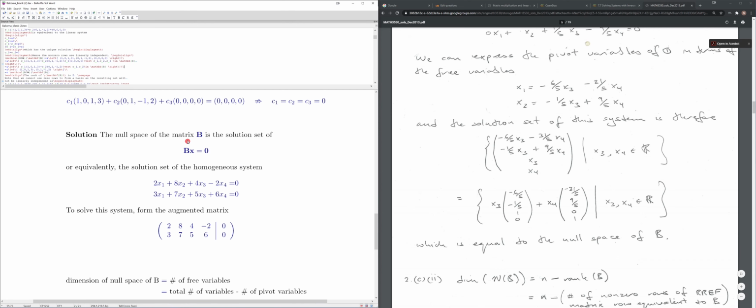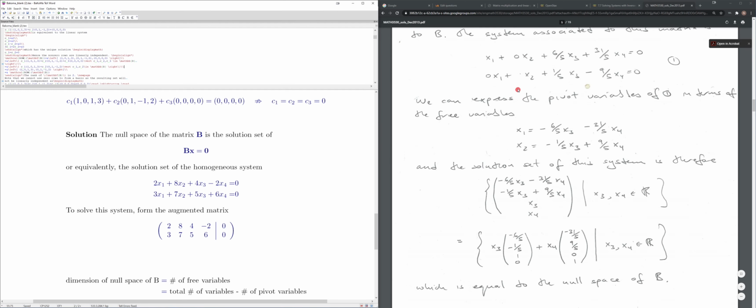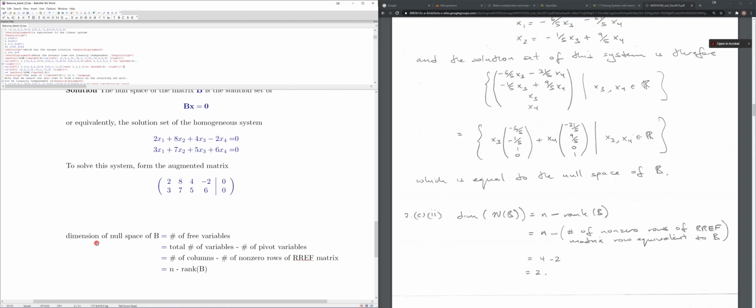So when you have a matrix B and you form the associated homogeneous system, you get your solution set, and the solution set is expressed in terms of the free variables. What you have is a basis vector for each of your free variables. So what that says is that the dimension of the null space is equal to the number of free variables. In this case the number of free variables is 2. So going with that idea, the dimension of the null space is equal to the number of free variables. But what is the number of free variables?